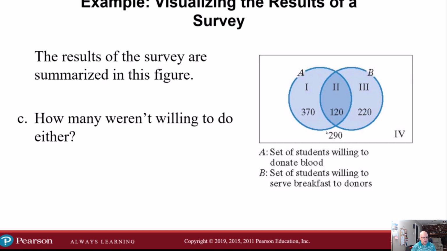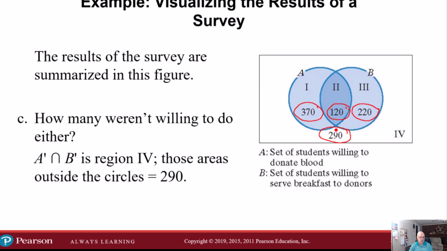How many weren't willing to do either one? Well, the ones who were willing to do anything are the ones here. They were willing to help, at least donate blood. These were willing to do breakfast, and these were willing to do both. So you take all of those and subtract them, and what do you have? Well, you don't even need to subtract, because what's left are these 290 out here. They're not willing to be in the blood section or the breakfast section. That's all you need to do. Just use your logic.